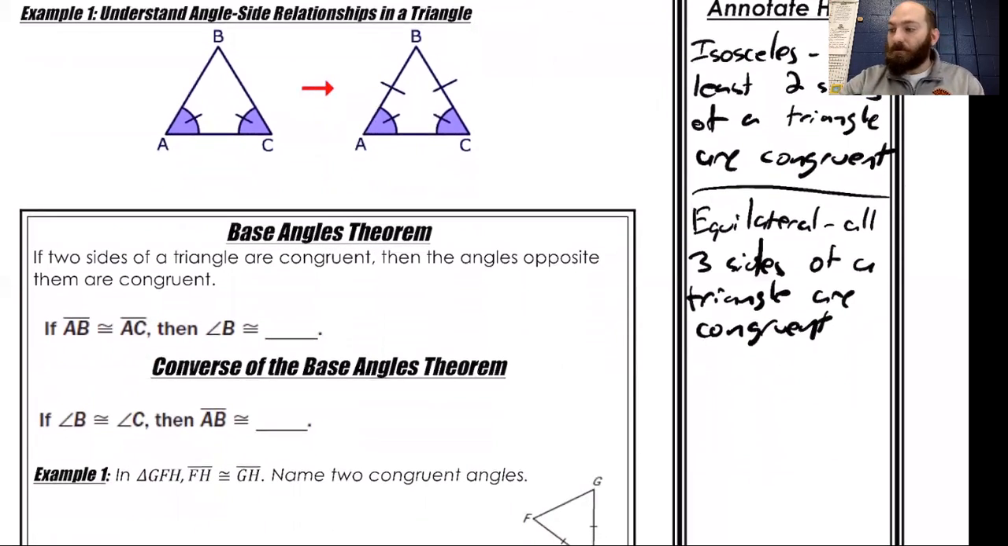So the first thing we want to talk about is demonstrating this image, but let's talk about the theorem first. If two sides of a triangle are congruent, then the angles opposite them are congruent.